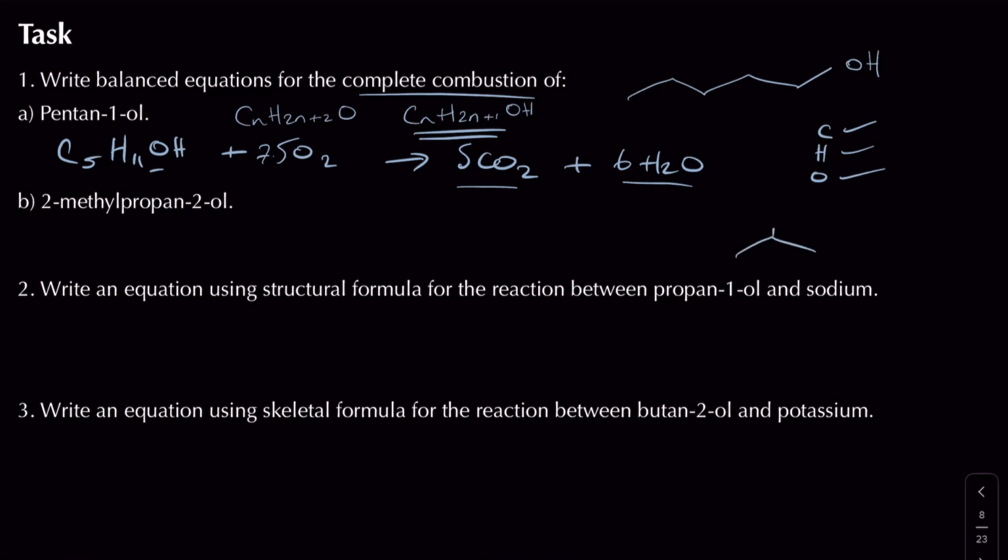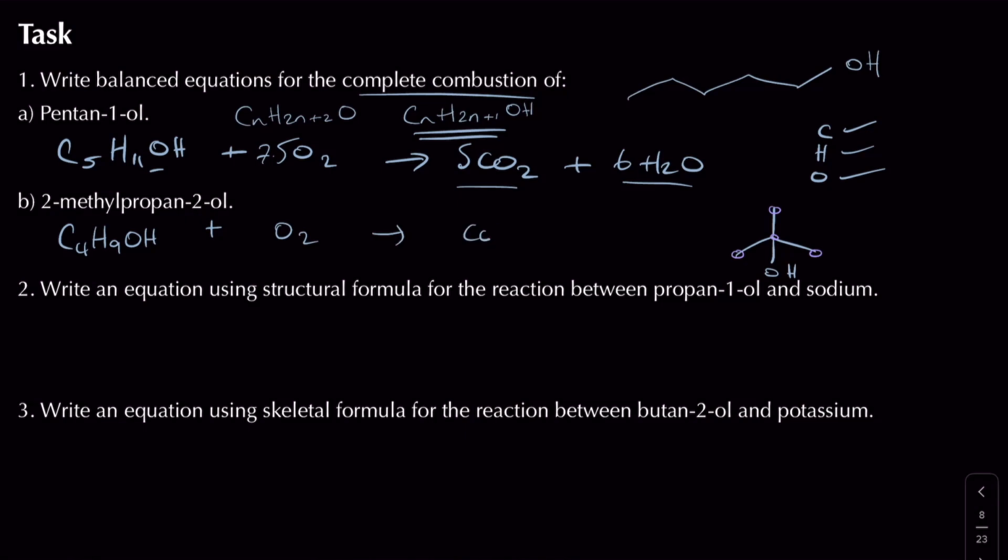What about the next one? Right, we've got 2-methylpropan-2-ol over here. So I've actually got my alcohol at the 2 position, and the methyl at that 2 position. You can work out each carbon atom, how many hydrogen atoms and oxygen atoms, but I'm just going to look at the general formula again. I've got 4 carbon atoms altogether, so using my general formula it's going to be C4 and then H9OH. So there's butanol technically, and then I'm going to react that with oxygen again.